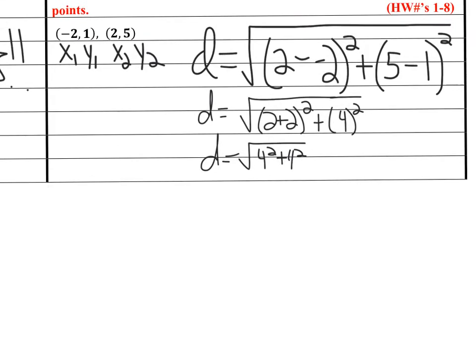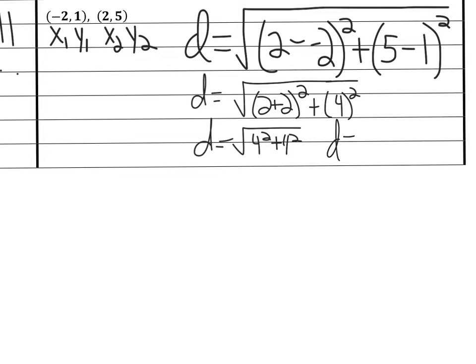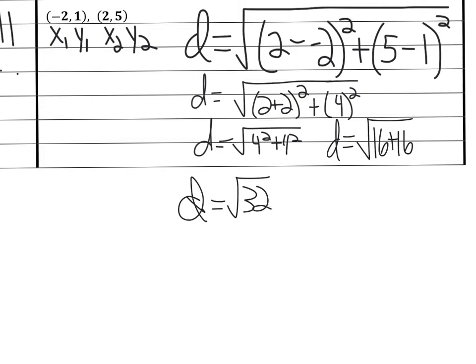That means that it's the square root of 16 plus 16, or it's just the square root of 32. We'll go ahead and leave our answer in radical form. I just need to check to make sure I can't simplify that radical. Can I?